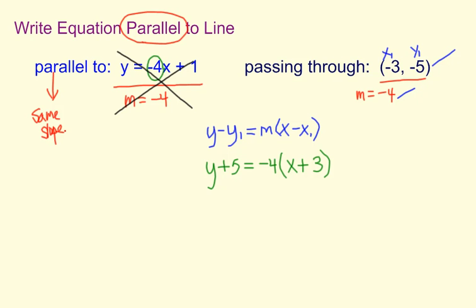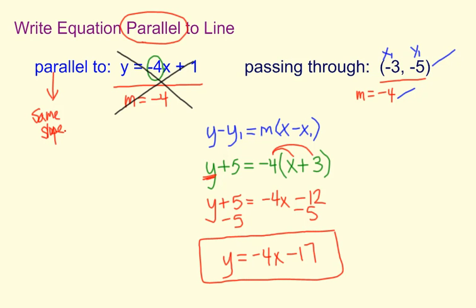We'll go ahead and get this into slope-intercept form for our final answer. To get to slope-intercept form, we want to solve for y, which means go ahead and distribute this -4, get everything all laid out. So we have -4x minus 12, and then subtract 5 from both sides. And in the end, we have y equals -4x minus 17.